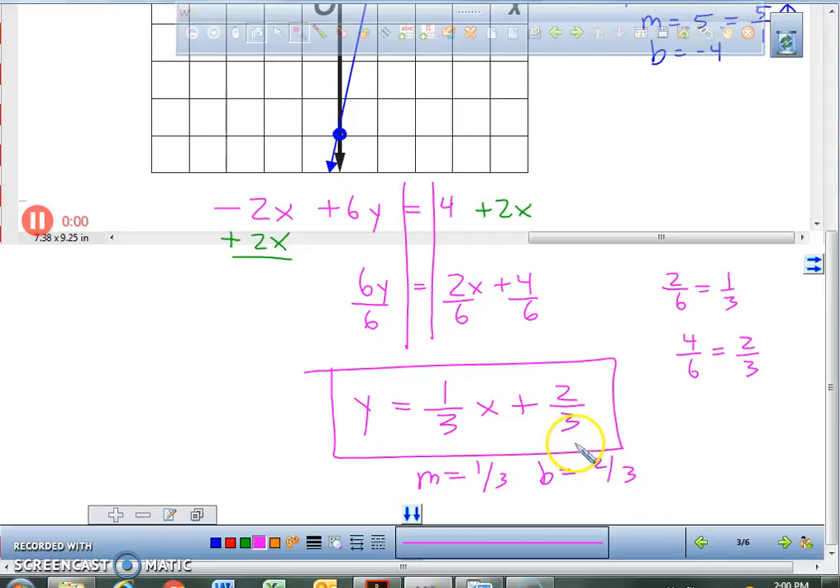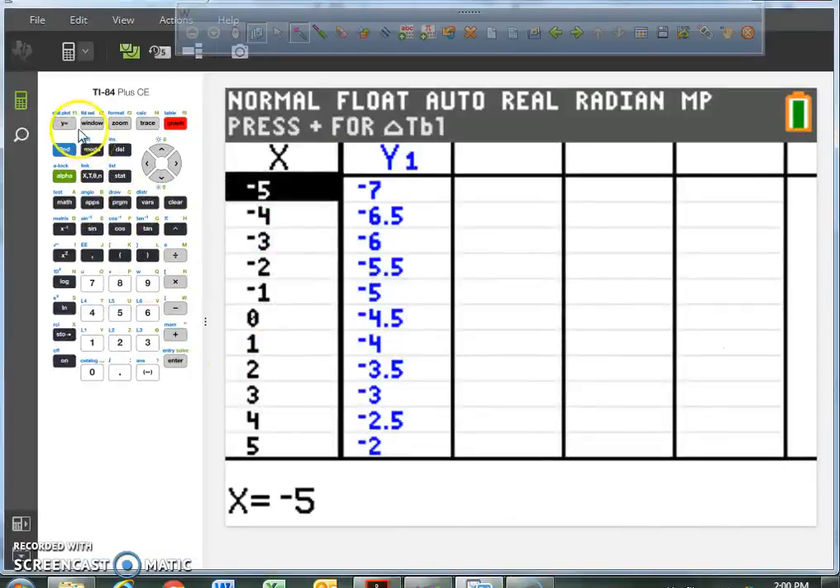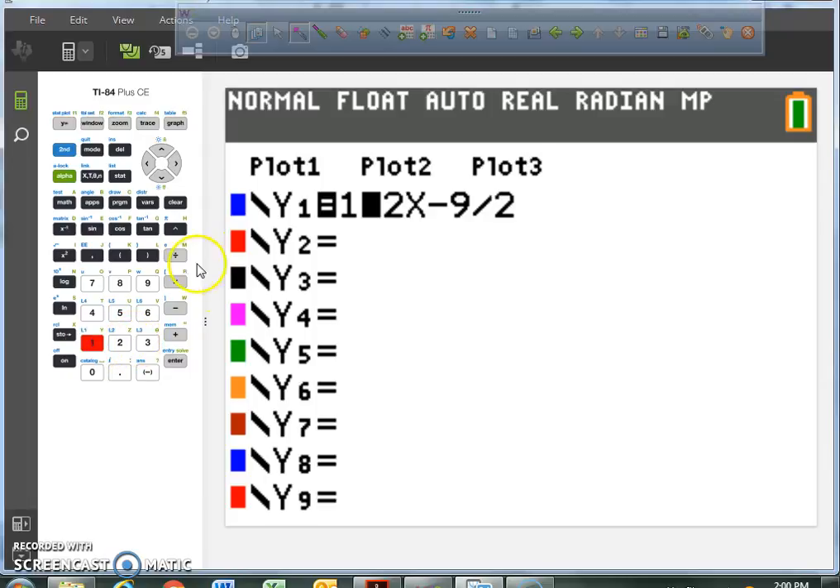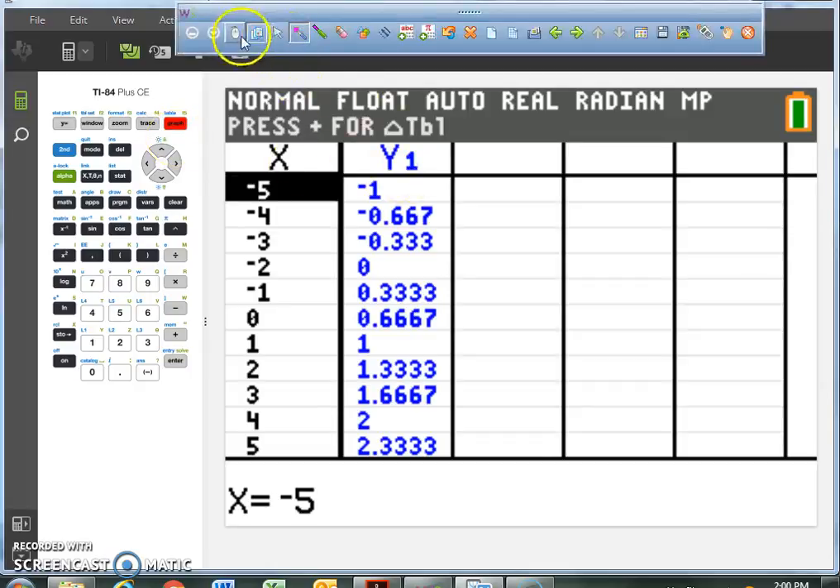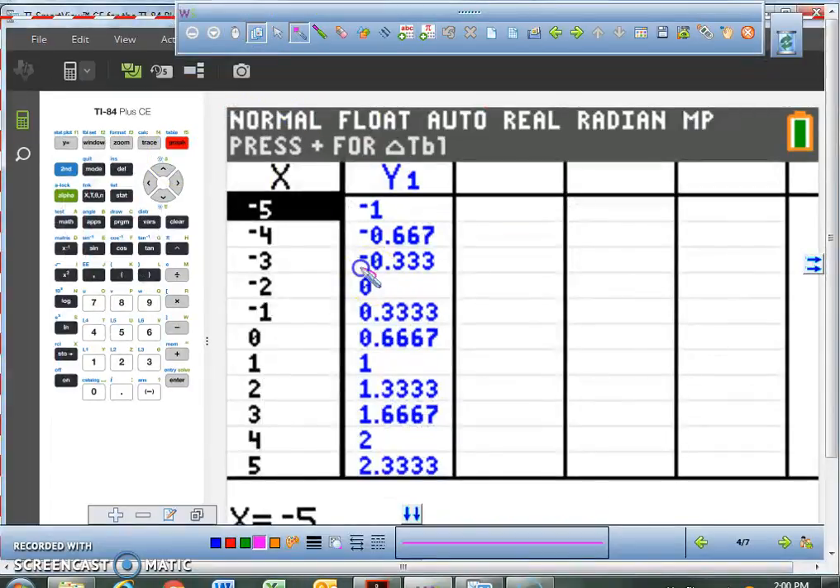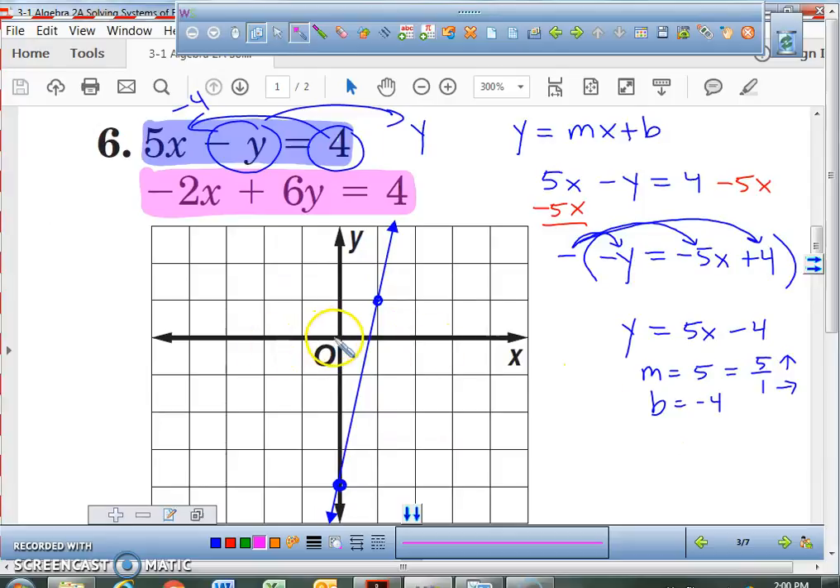Now what can you do? You can use your graphing calculator, hit y equals, type in 1 divided by 3x plus 2 divided by 3. Check your what? Check your table. Okay, I'm going to check it out. Right there, Jacob, I see negative 2, 0. Guess what? I'm just going to use that right now. I'm going to use that point right there. Negative 2, 0, which is right there.